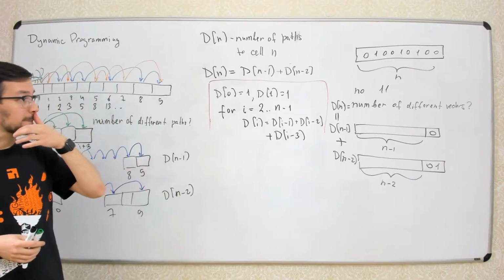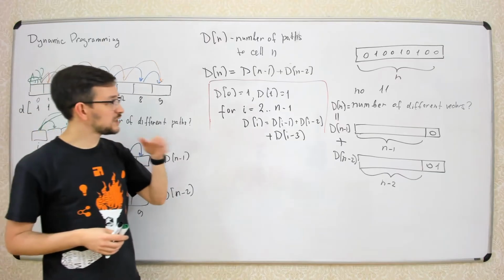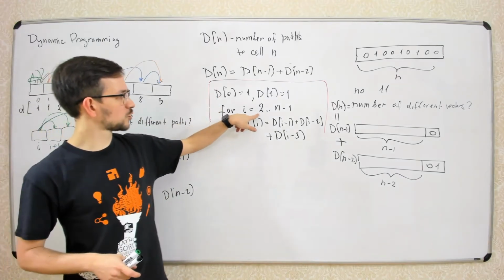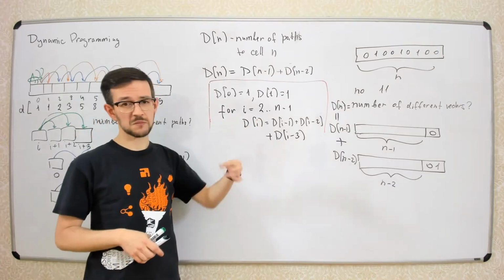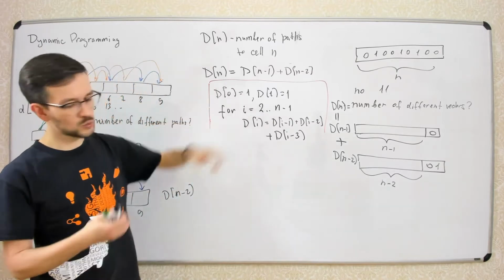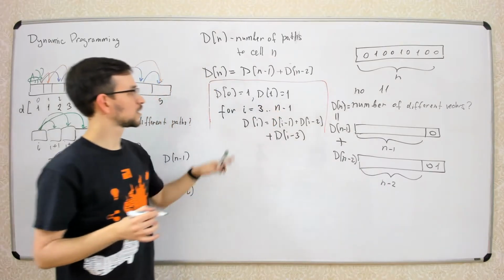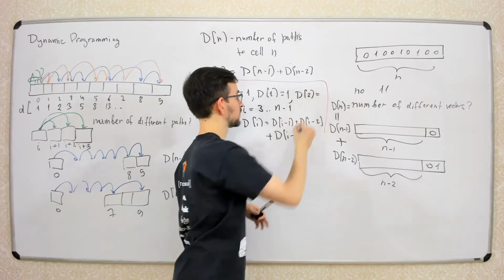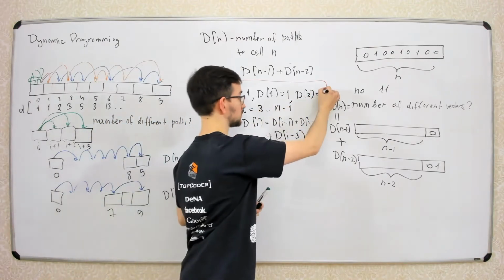And now we need to actually fix the code, because it is not good here: if we start from cell 2, we need to access cell I minus 3. So we need to access cell minus 1. It's not good. So we need to start from cell 3 and calculate the first 3 cells by hand. And for the second cell, the number of ways will be 2.